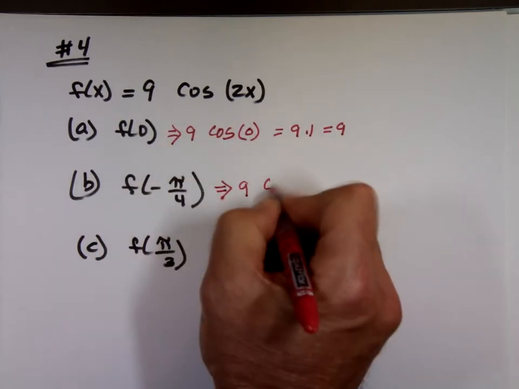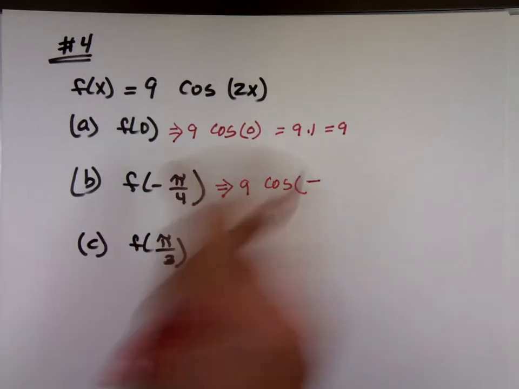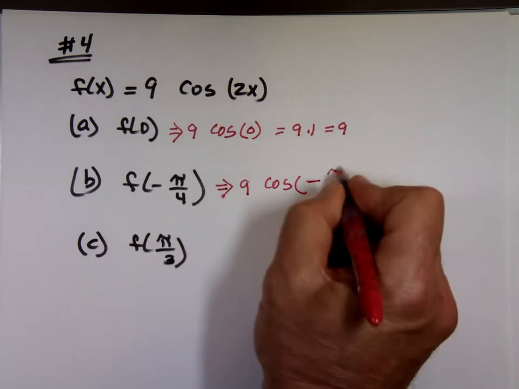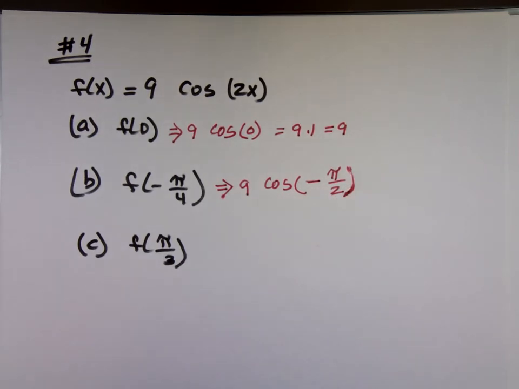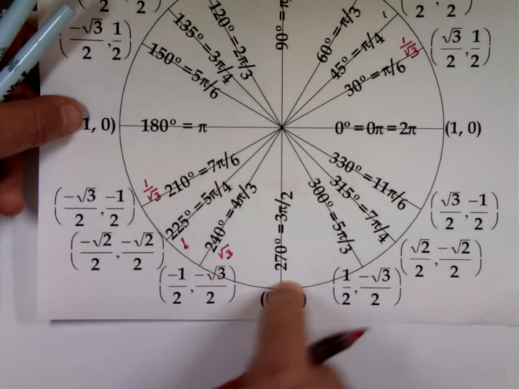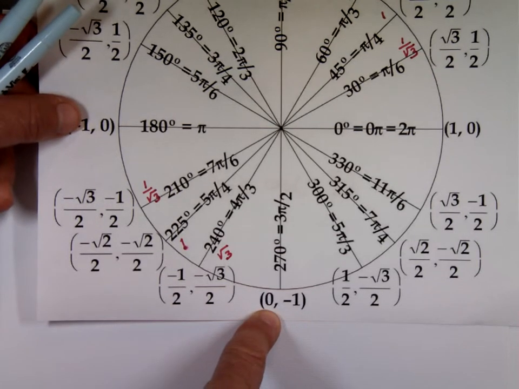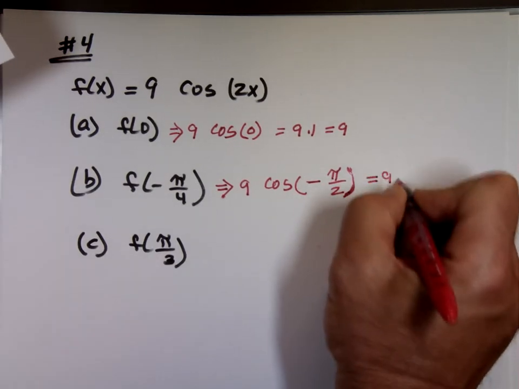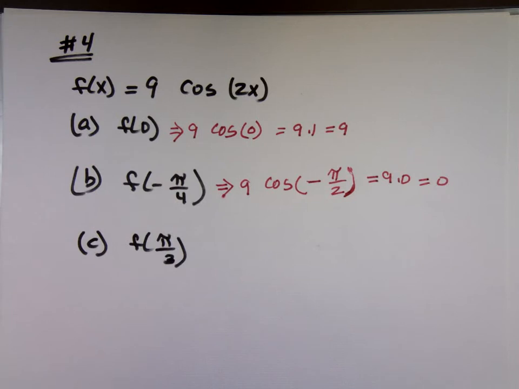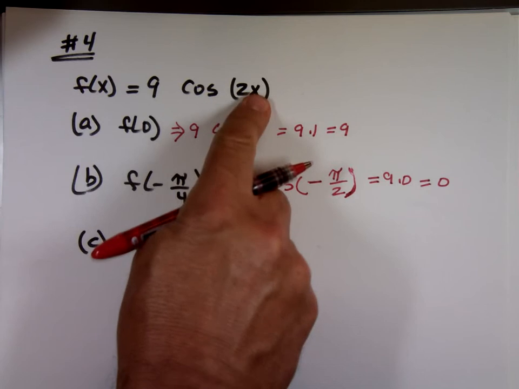9 cosine. What is 2 times negative? Well, first the negative. What's 2 times pi divided by 4? Is that pi over 2? Pi over 2 is 90 degrees, or negative 90. So you come down this way, and that's negative pi over 2. What is the cosine of that? 0. You can use your calculator for that too. 2 times 0, which is 0. Why are you using pi over 2 then? Because you're going to multiply it by 2. 2 times pi over 2.